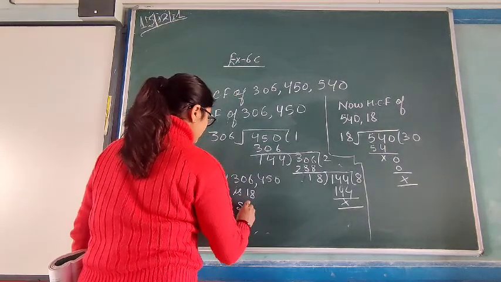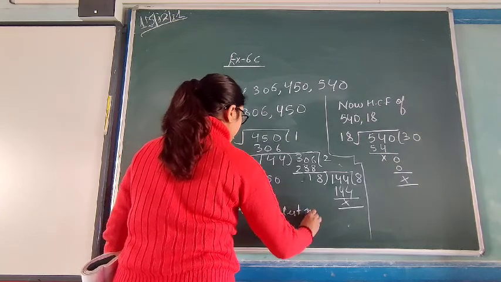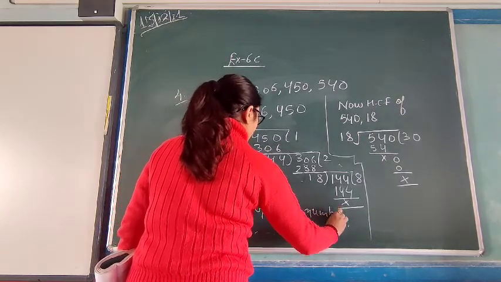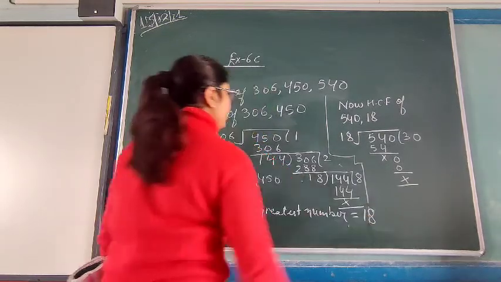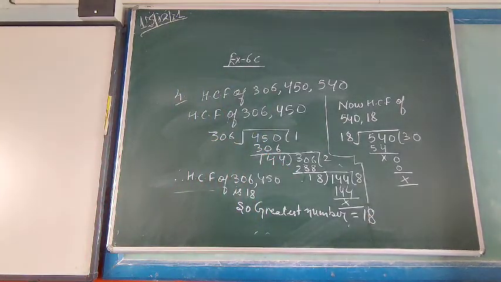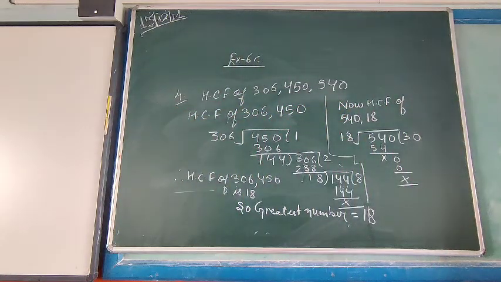So greatest number is equals to 18. Okay. So like this you will solve when 3 numbers will be there. Then how to take out HCF? This we will do.